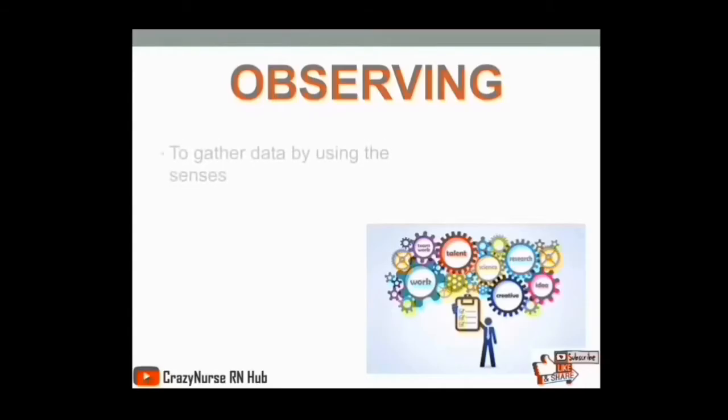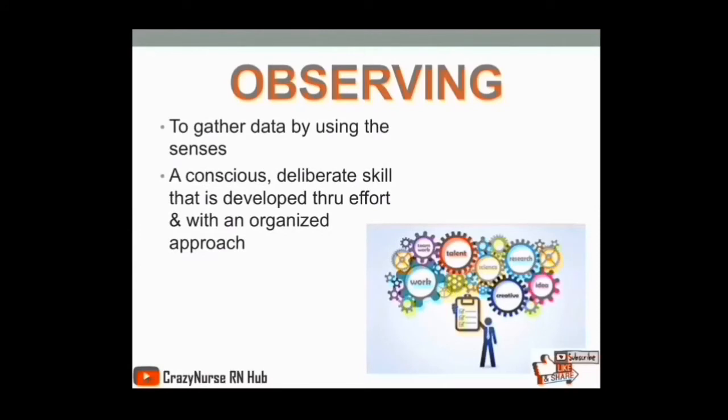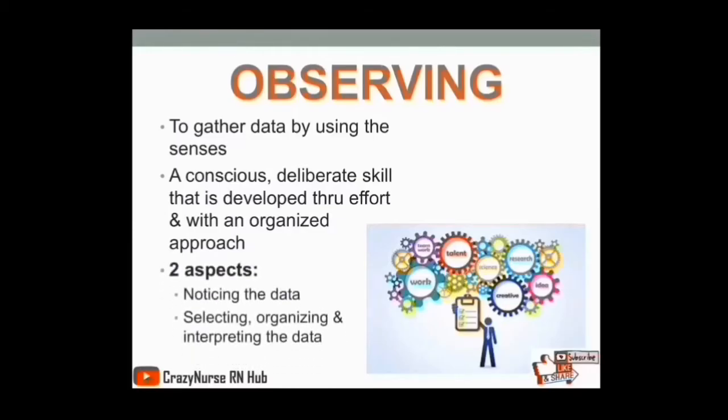Now let's discuss observing. To observe is to gather data by using the senses. Observing is a conscious, deliberate skill that is developed through effort and with an organized approach. Although nurses observe mainly through sight, most of the senses are engaged during careful observations. Observing has two aspects. First, noticing the data, and second, selecting, organizing, and interpreting the data. A nurse who observes that a client's face is flushed must relate that observation to findings such as body temperature, activity, environmental temperature, and blood pressure.